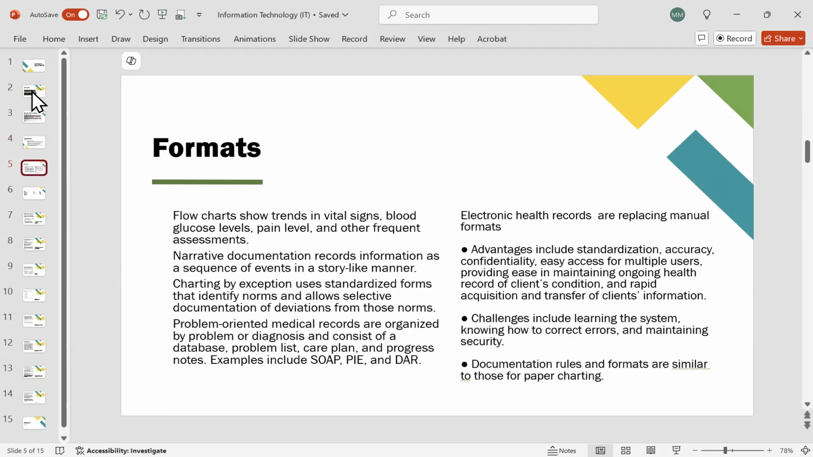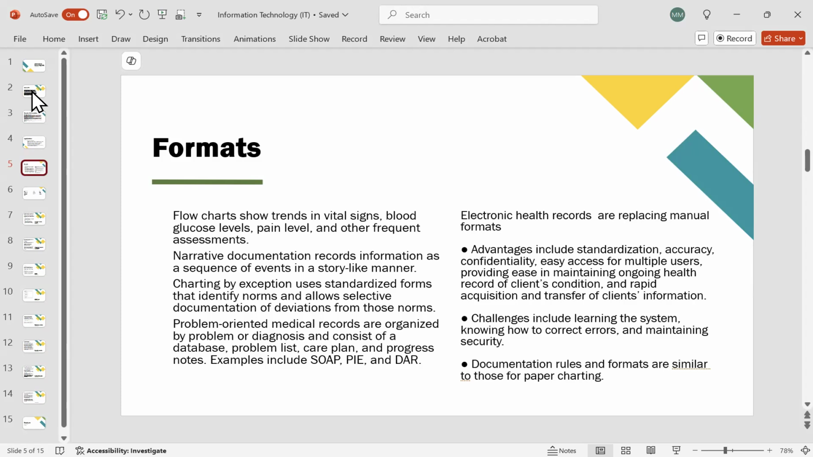Okay. Formats. There are different types of formats that you're going to see. Flow charts. A flow chart can show you vital signs over the past week, so you can trend what's been going on. Has their blood pressure been elevated? Has it been low, or has it been kind of steady? That's a flow chart.